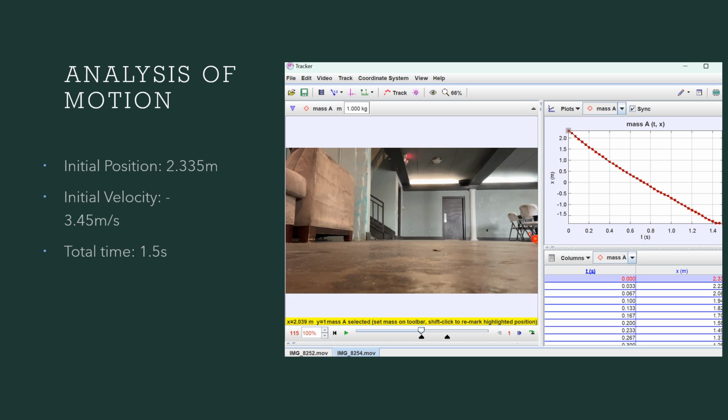Here is a screenshot of my Tracker software on the right. As you can see, here's the graph of the time versus position. The initial position for my experiment of the ball was 2.335 meters on the positive x-axis, and the initial velocity was negative 3.45 meters per second, and the total time it took for the ball was 1.5 seconds.